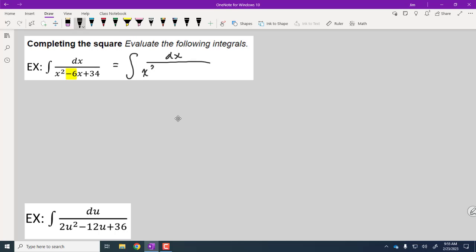So we're going to make this x squared minus 6x plus 9. The simplest thing is to think about just grabbing 9 from the 34. We're going to take 9 away from the 34. This will be a 25. So now we've completed the square. We can factor. And when we factor, we will have x minus 3 quantity squared plus 25.